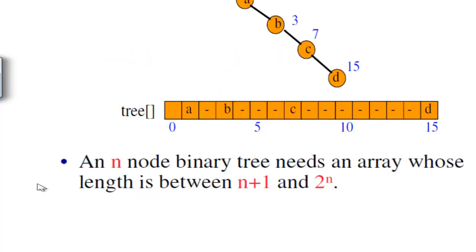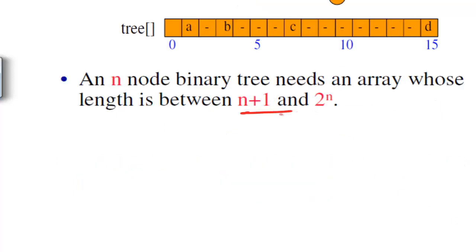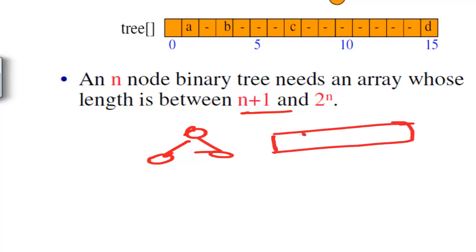So if you have an n node binary tree, you need an array size of length between n plus 1 and 2 raised to the power n. So for example we have this tree, which seems to be filled. If you have 3 nodes, you need at least n plus 1 spaces as per this. If you see here, we need to fill up these 3 nodes. So this is 1, 2, 3, and 1 is here, here and here, so we got 4, n plus 1 array length.